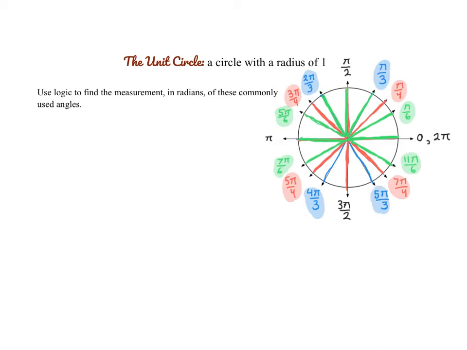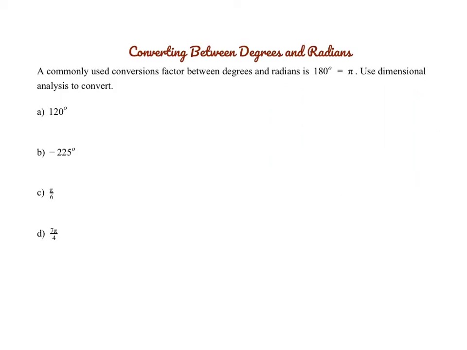So notice also the over 6s are closest to our x-axis, here and here. The pi over 4s are always in the middle, and the pi over 3s are farthest from our x-axis. So again, these are the commonly used angles, except now they are in radian measurement rather than degrees. So now that we know how to break down a circle between degrees and radians, we're now going to talk about how we can convert from one to the other.